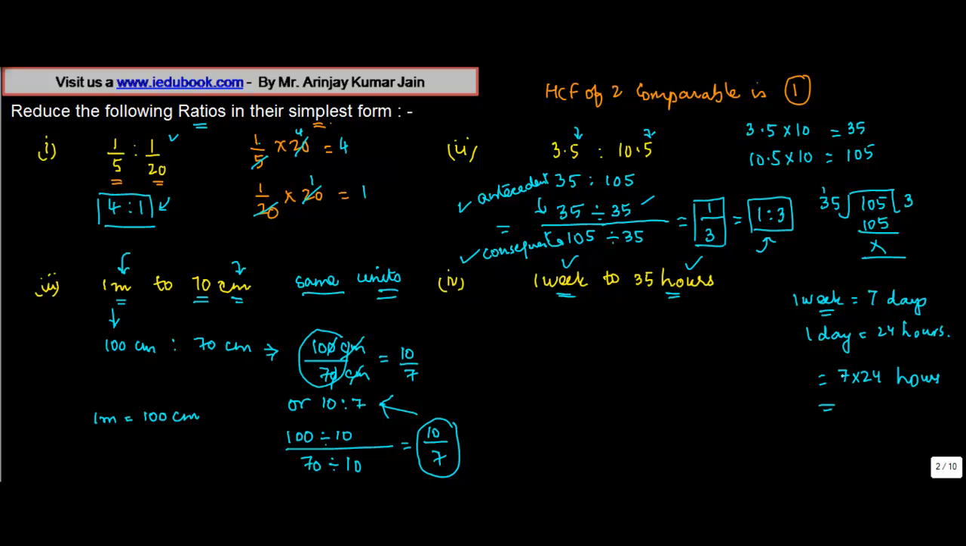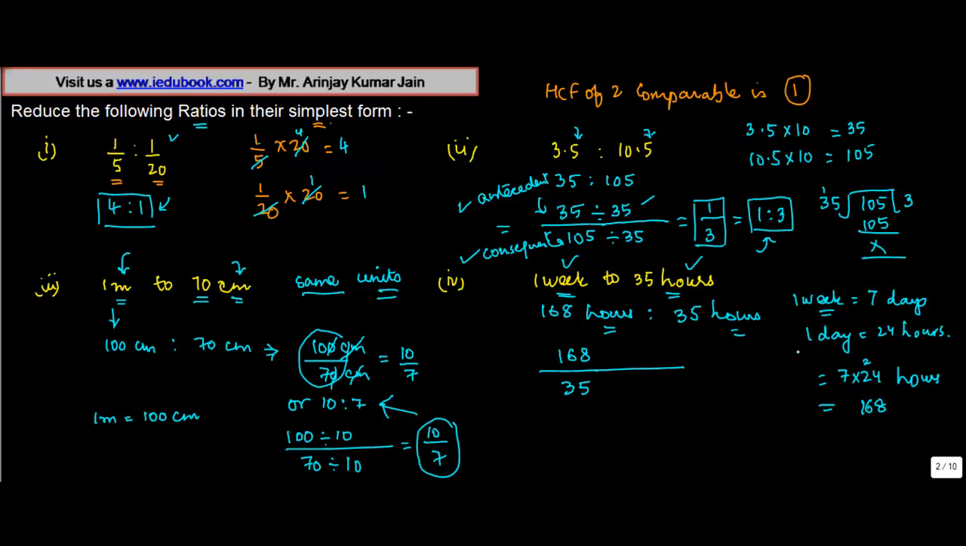Or you can write this as 7 times 4 is 28, 8, 2 carry, 7 times 2 is 14, plus 2, 16. 168 hours is to 35 hours. Now both the quantities are into same units. So we can do the comparison. So we write this as 168 upon 35.